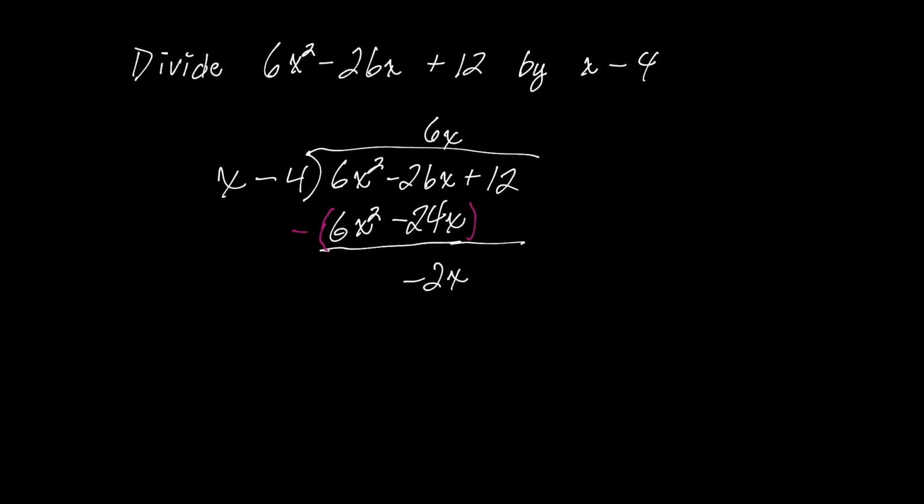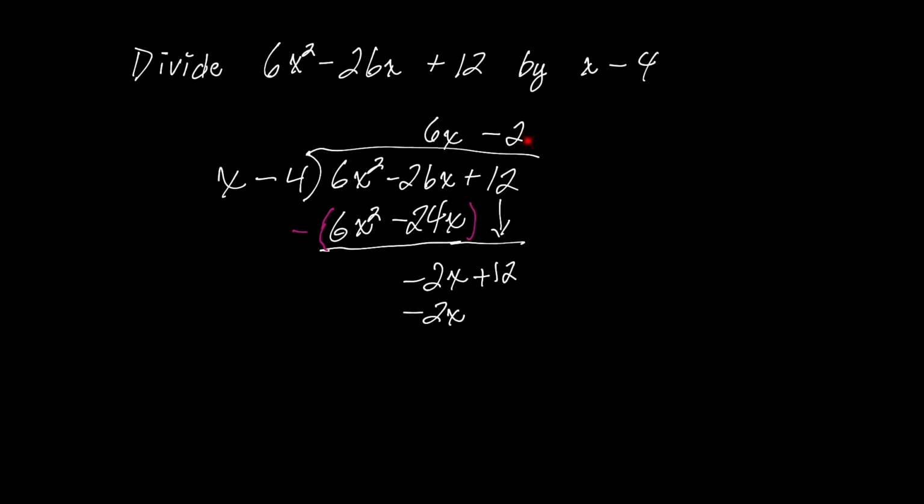Now, if we had a longer number for long division, we would bring down the next digit. So the next term is what we're going to bring down, the 12. And again, we're going to look at the leading terms, x and negative 2x. So how many times does x go into negative 2x? Well, it goes negative 2 times. And I know this because negative 2 times x gives me a negative 2x. So remember, I want these two to be the same.